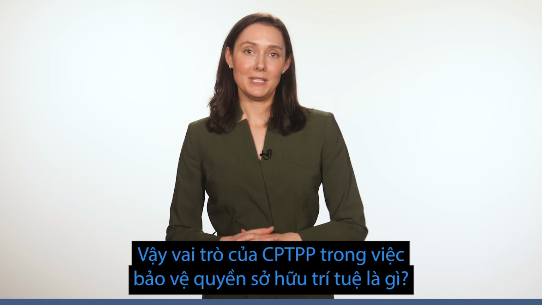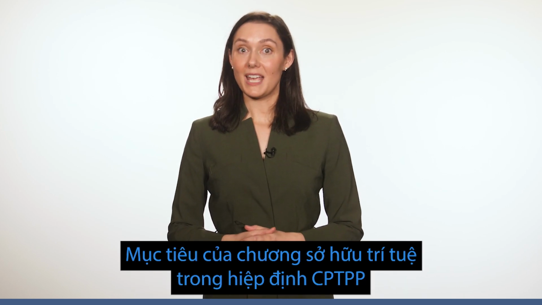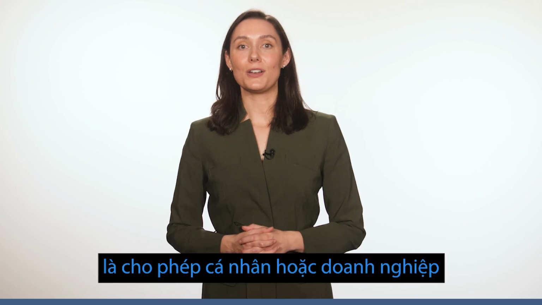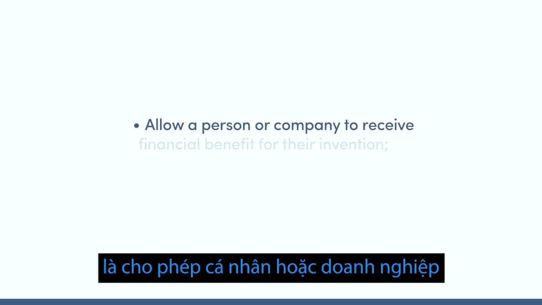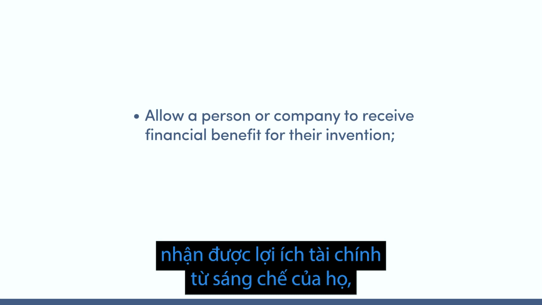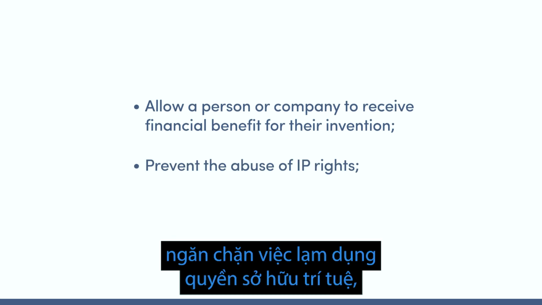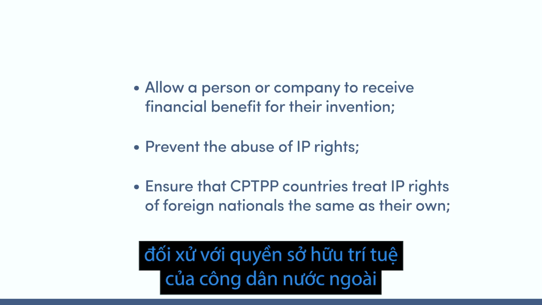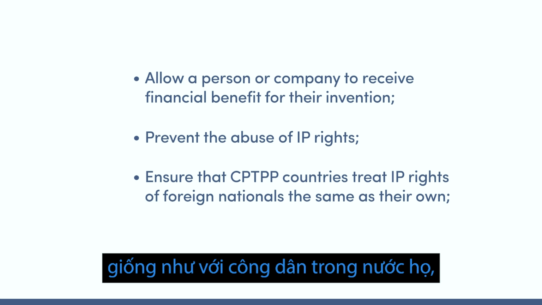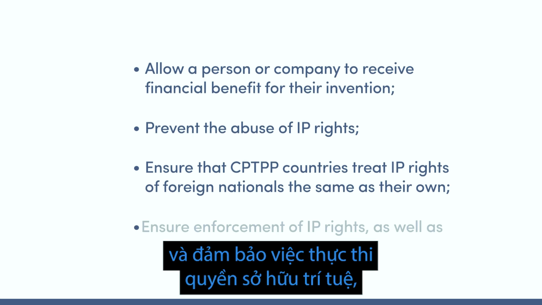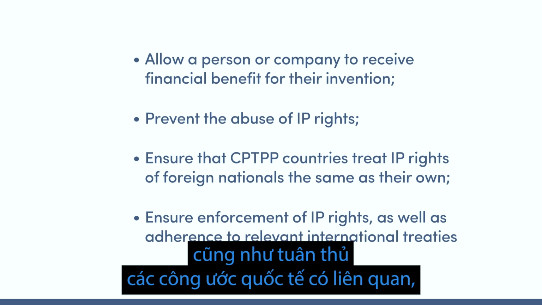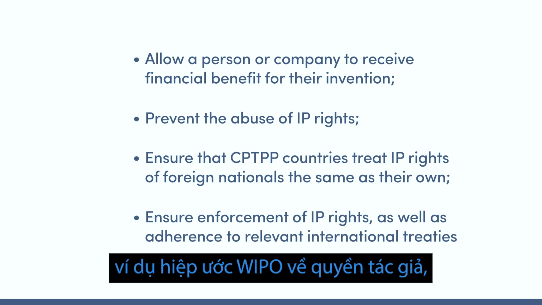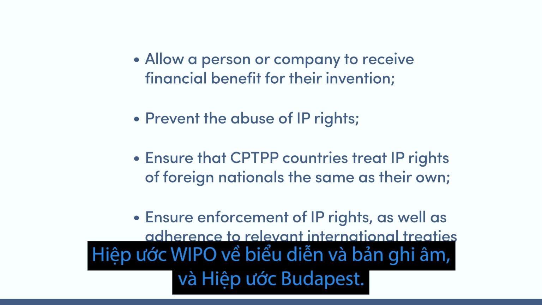So what is the role of the CPTPP in upholding IP rights? Well, the objectives of the IP chapter of the CPTPP are to allow a person or company to receive financial benefit for their invention, prevent the abuse of IP rights, ensure that CPTPP countries treat IP rights of foreign nationals the same as their own, and ensure enforcement of IP rights, as well as adherence to relevant international treaties such as WIPO, the Copyright Treaty, WIPO Performances and Phonograms Treaty, and the Budapest Treaty.